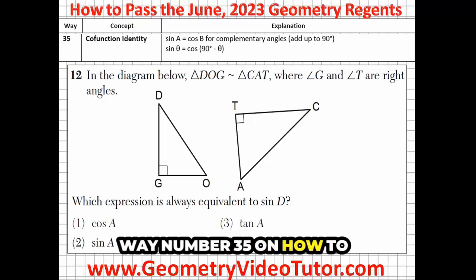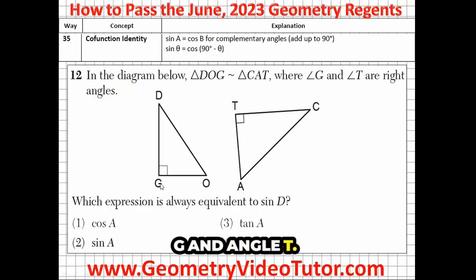Way number 35 on how to pass the June 2023 Geometry Regents. For cofunction identities, the sine of A equals the cosine of B for complementary angles, meaning the angles add up to 90 degrees. So here we have two similar triangles. Triangle DOG is similar to triangle CAT, and they tell you angle G and angle T, these two are right angles. That means D and O are going to add up to 90, and A and C are going to add up to 90, and D is going to be similar to C, and O is going to be similar to angle A.